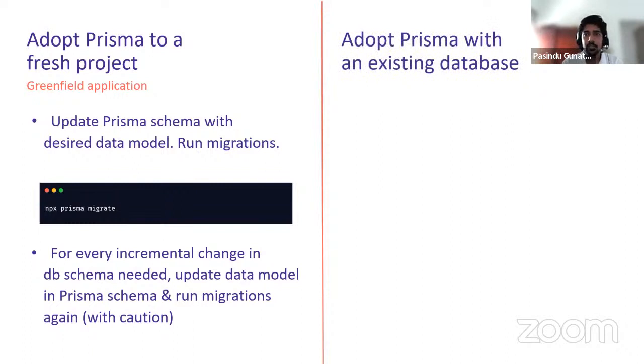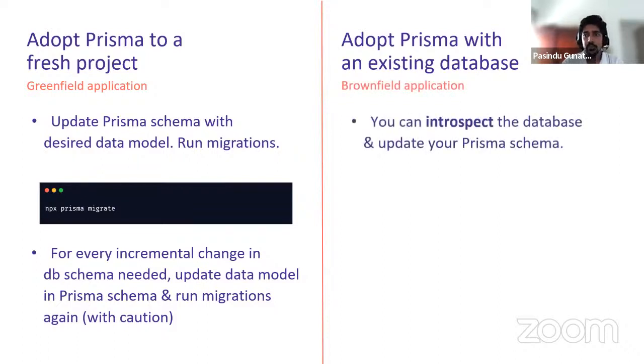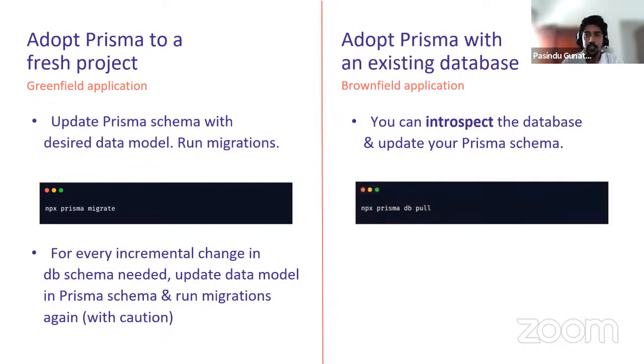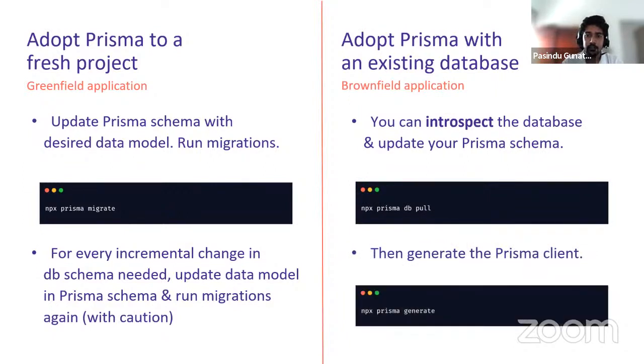Another workflow is that you can adopt Prisma in an existing database or an existing project. This is a brownfield application. What you can do is introspect the database and update your Prisma schema first. If you have existing data, that's completely okay. But first you'll be working on a dev environment in order to do something called baselining your database. In order to introspect, you invoke the command npx prisma db pull. Then you generate the Prisma client using npx prisma generate, like I previously told. This will generate the Prisma client, which will be used to perform the CRUD operations.